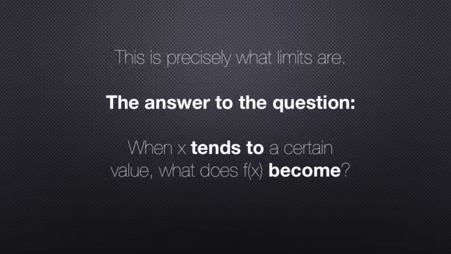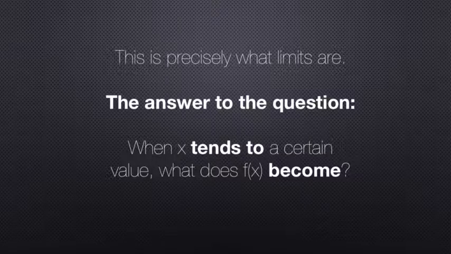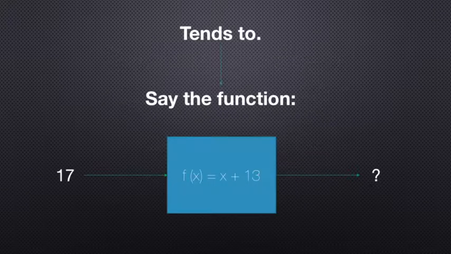Moving on to the next topic then. Now this is exactly what limits are. Limits are basically the answer to the question, when x tends to a certain value, what does f of x become? When x approaches a particular value, what does f of x become? Now this word tends to, x tends to something, is a very important concept. And let's just look at it a little bit, just to try to really get the meaning of what tends to means.